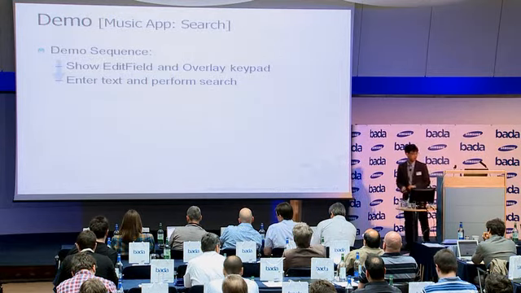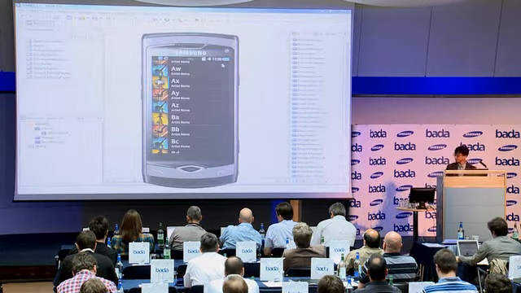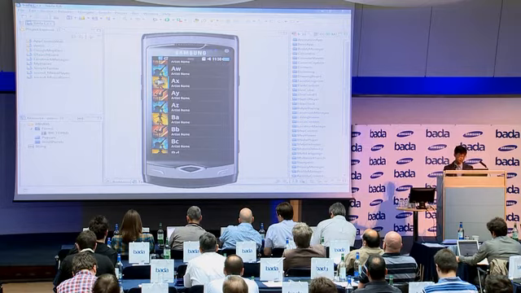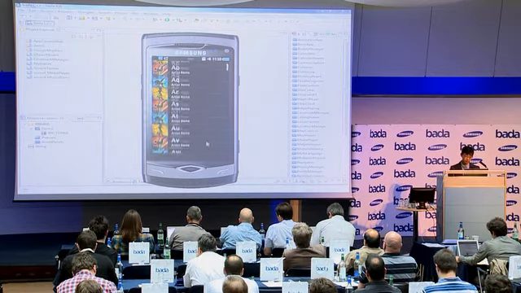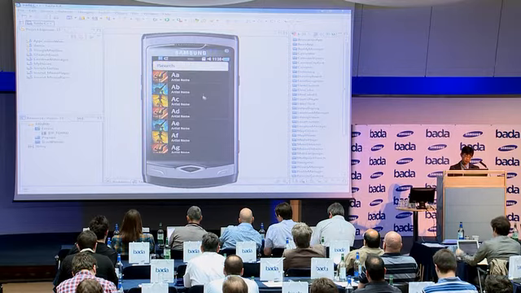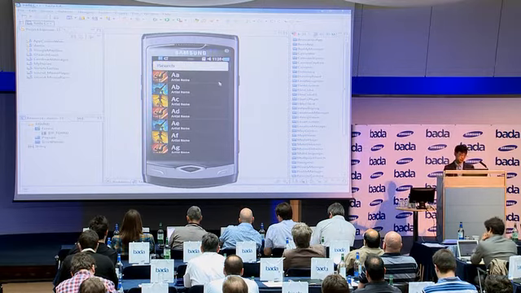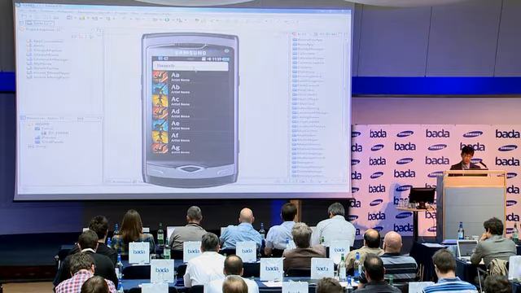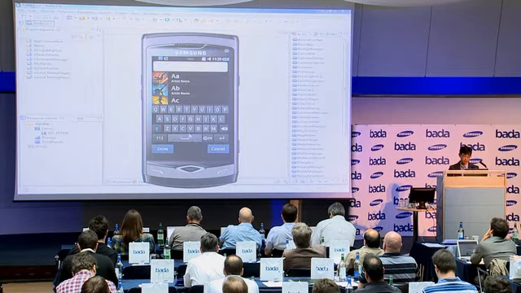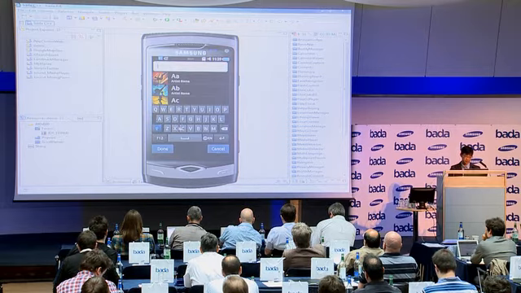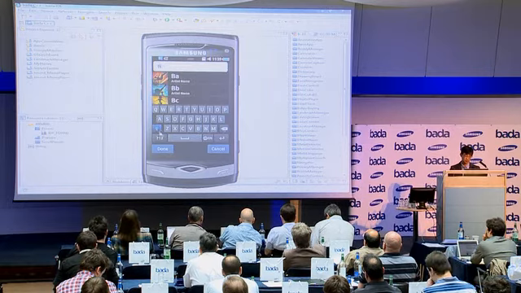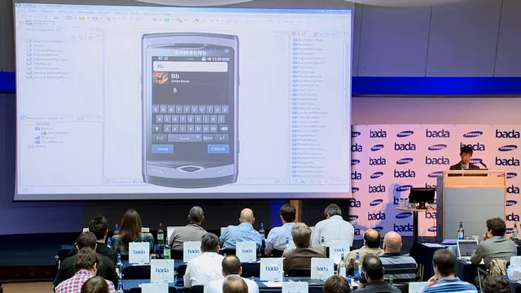So I can show you this. Okay, so we have a place where we can enter text. When I select this, the overlay keypad comes up. If I enter something, say P, no, I don't have anything. Okay, it narrows the search. So you could do something like this.